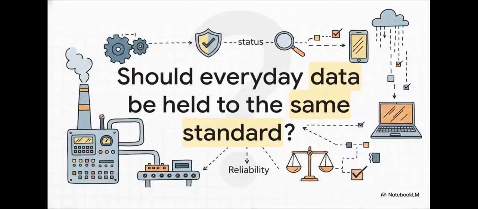Which leaves us with this final thought. In these massive industrial systems, a single error can mean catastrophe. That's exactly why they demand that every single data point carries a status, proving its absolute reliability before it's ever acted upon. So, if industrial systems demand this rigorous level of verified truth, shouldn't the data we consume every single day in the rest of our digital lives be held to the exact same standard? Something to think about.